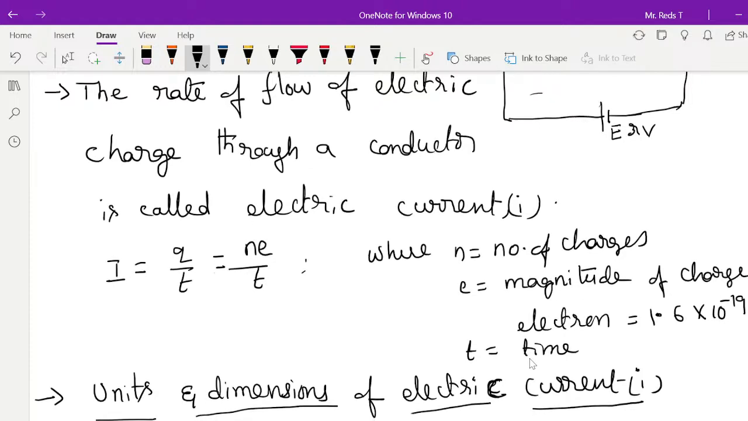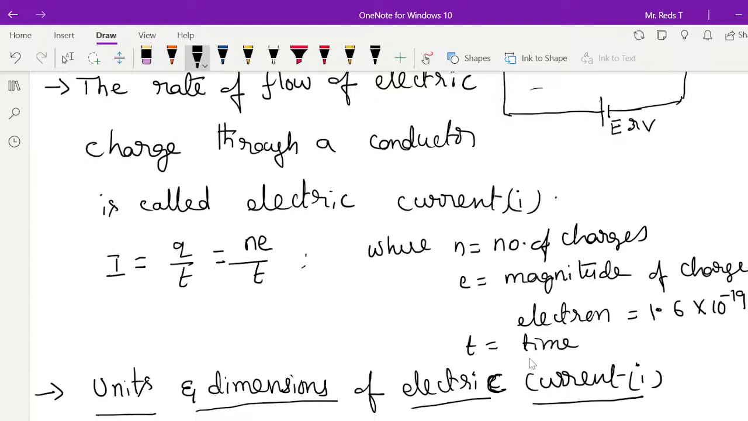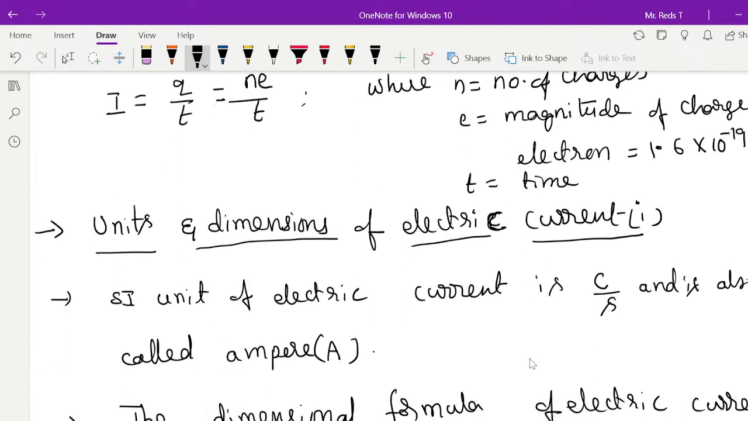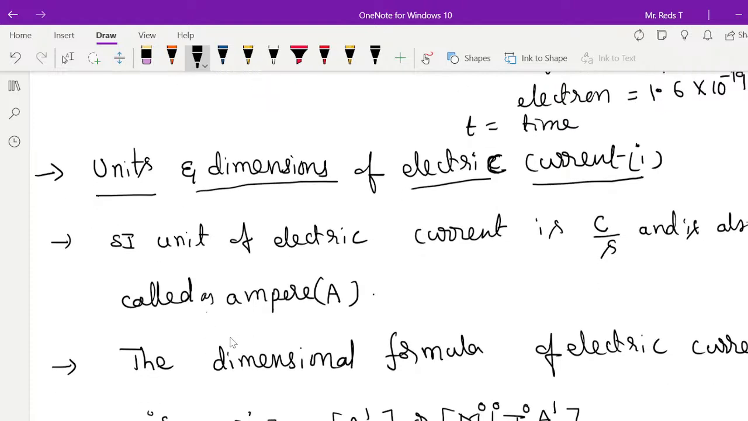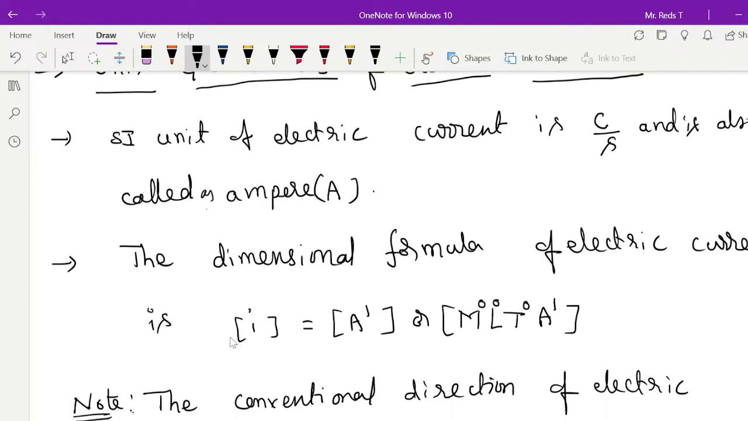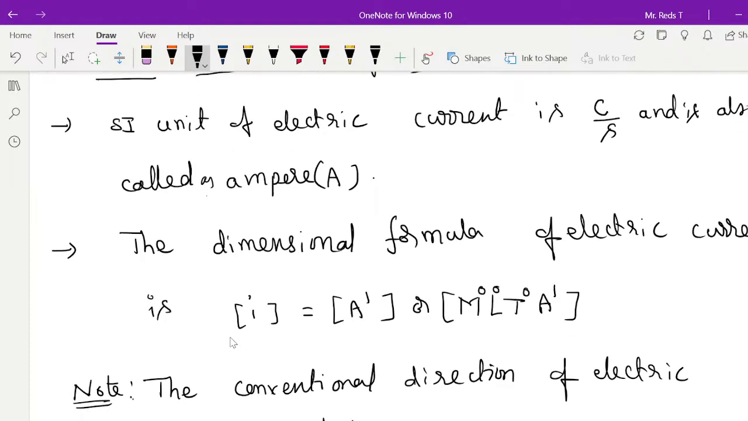Okay, and the units and dimensions: the SI unit of electric current is given by coulomb per second, and is also called ampere, and is denoted by A. The dimension formula of electric current is given by A^1.